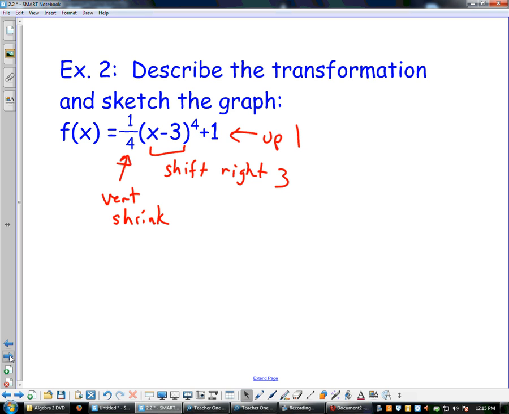That makes it shift up 1, because that's outside of the x to the 4th part.